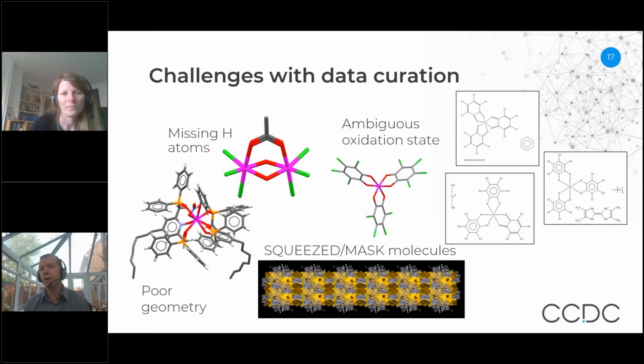Another area which can be problematic is interpreting the oxidation state in the complex. Again, this can be time consuming and often involves checking the original publication. And finally, another area which causes us a lot of problems is when disordered molecules, often solvent molecules, are removed from the structure using a squeeze, mask, or a similar procedure. And often there is very little information in the deposited data about the identity of the removed molecules. So again, this requires quite a lot of manual investigation.